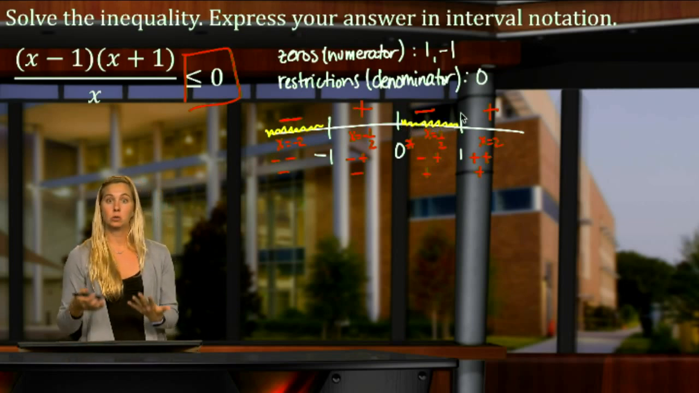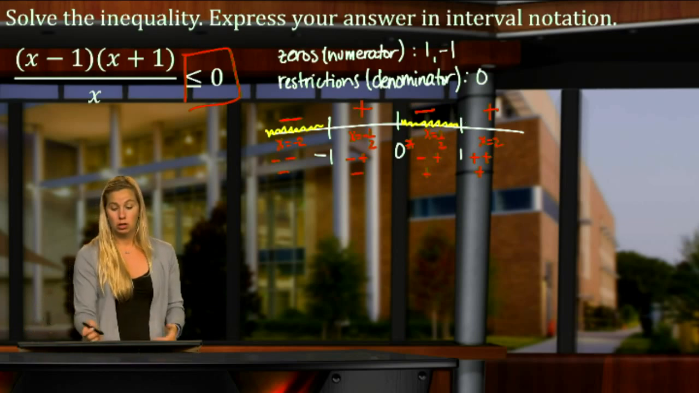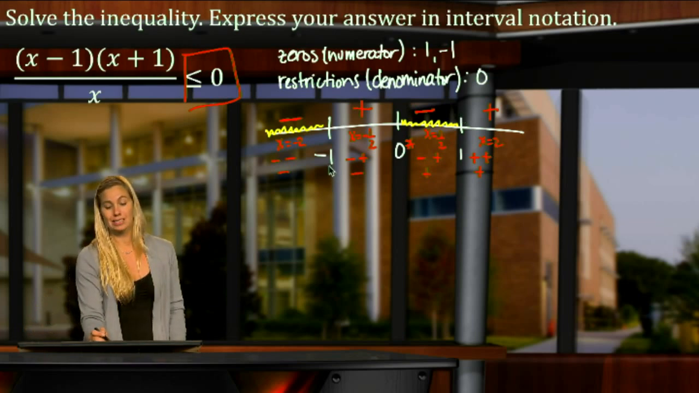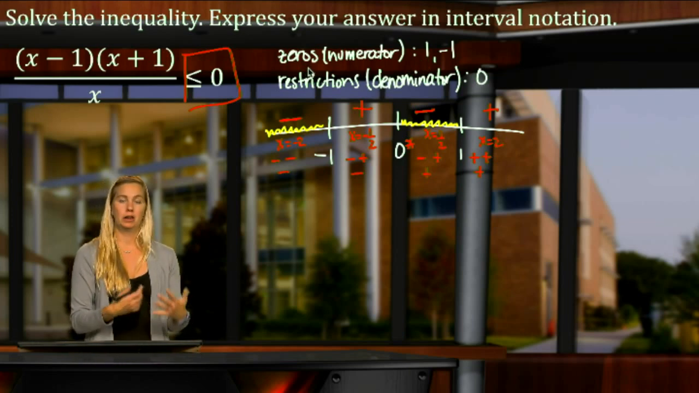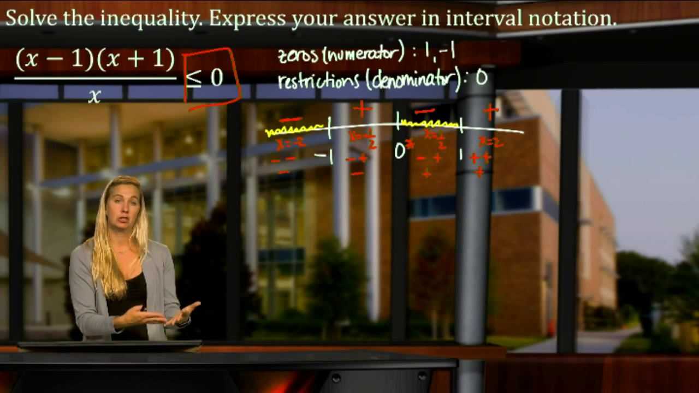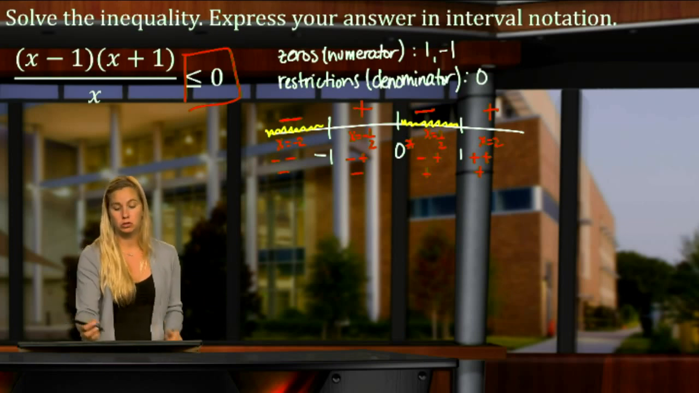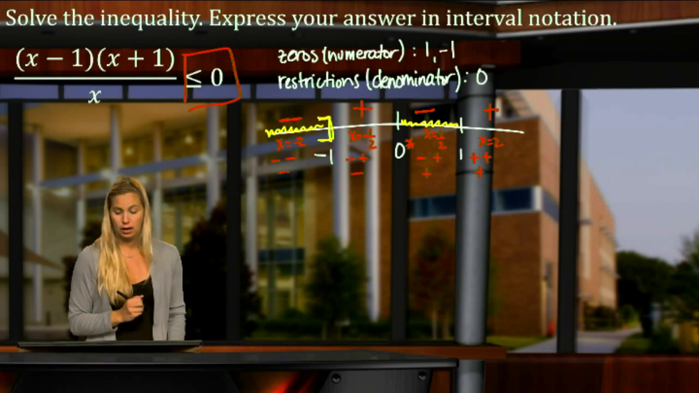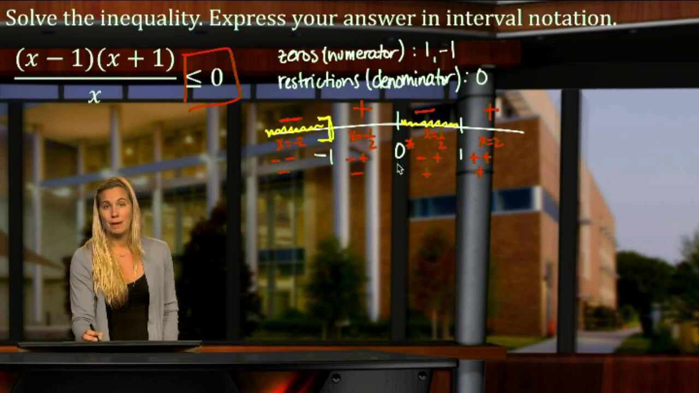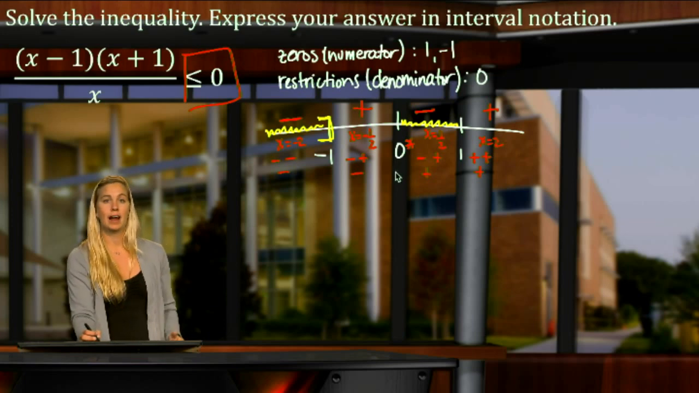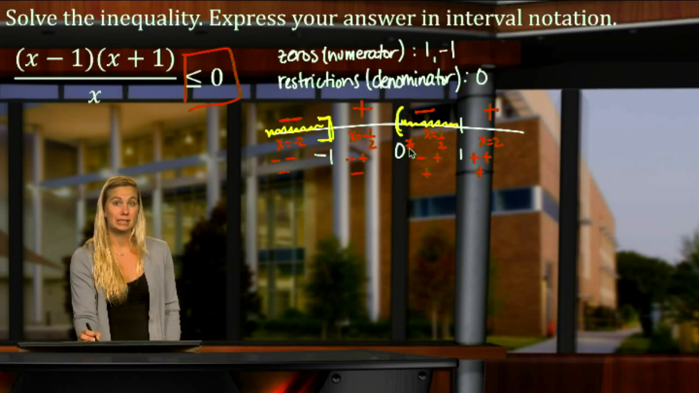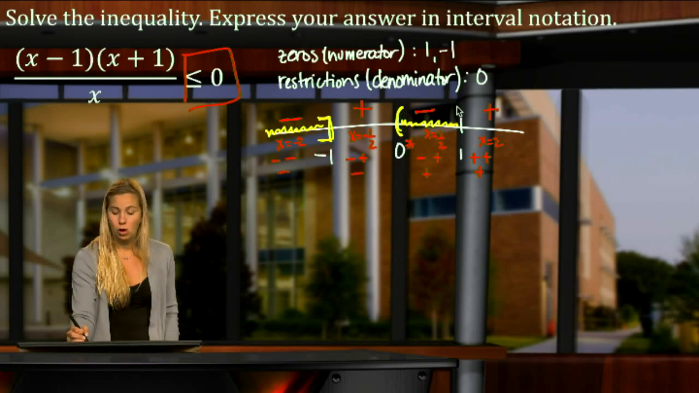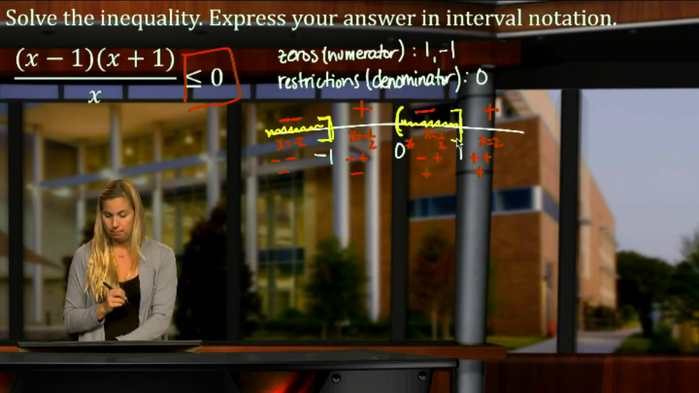And the question now is, which of these endpoints do I include? Do we include -1? The answer is yes, because -1 is actually a 0 of the polynomial. I want to know where the rational expression is less than or equal to 0, so we include that value of -1. What about 0? We are not going to include 0 because 0 is a restriction. It's not even in the domain of the expression. Okay, that little asterisk is going to help us remember that. And then the 1, since that is a 0, we will include it.